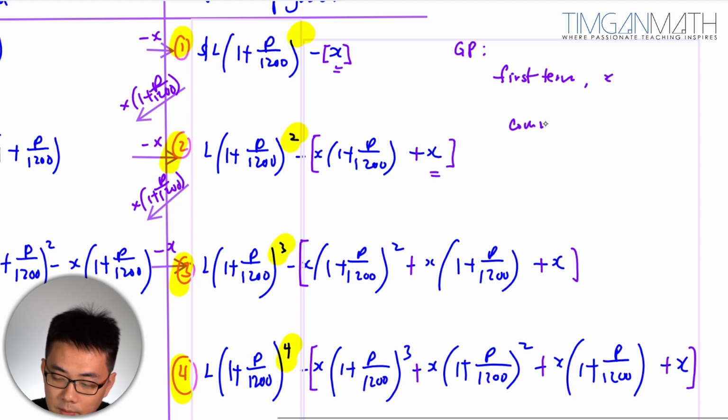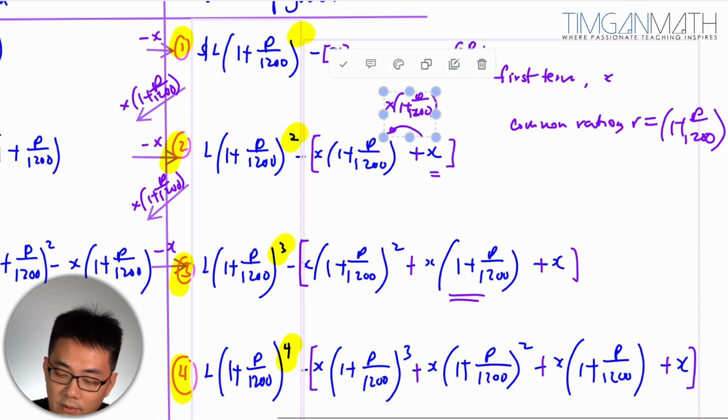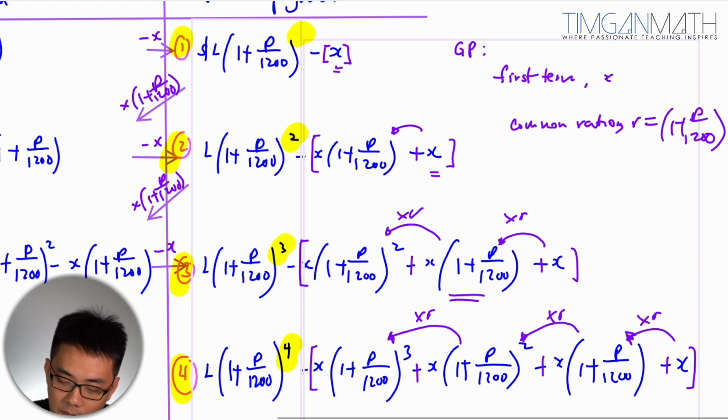Common ratio r is actually this, 1 plus p over 1200. Because every time you go over, you just multiply by 1 plus p over 1200, right? So every time you just multiply by the same term here. So this is multiplied by r, multiplied by r, multiplied by r, multiplied by r, and multiplied by r. So there you go.